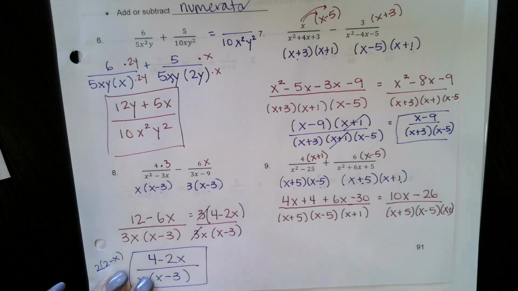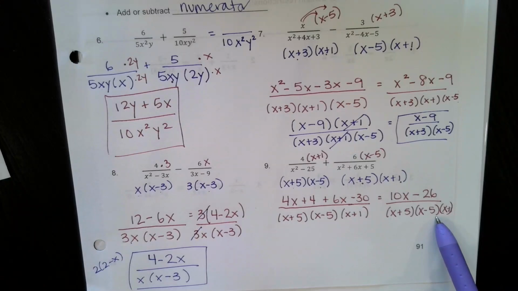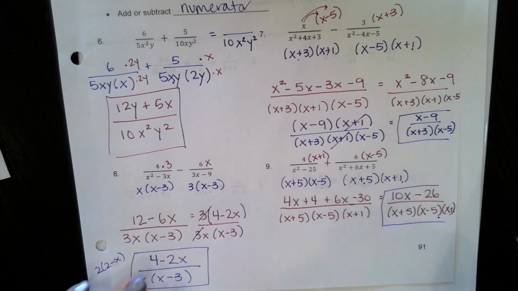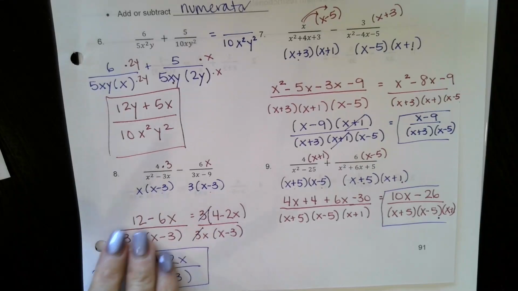Okay, now again, I could technically simplify this, but the only reason I would pull anything out of this numerator is to see if I could get it to cancel with something in the denominator. So I can't pull anything out of this numerator to give me x minus 5. So I'm just going to leave it like this. Okay.